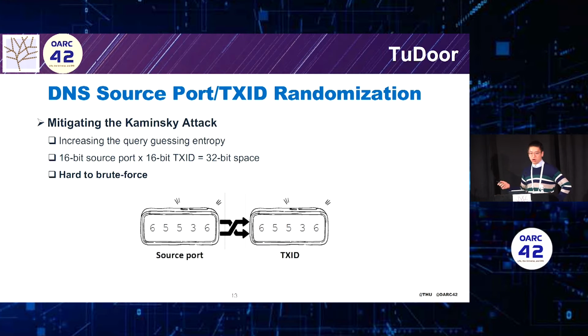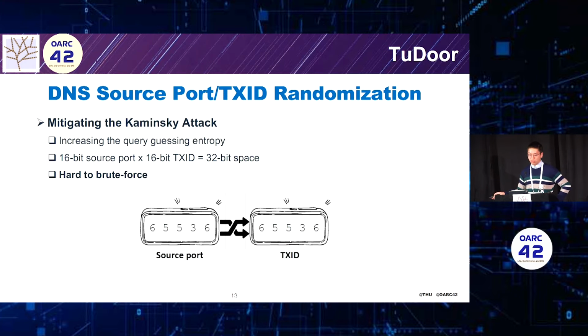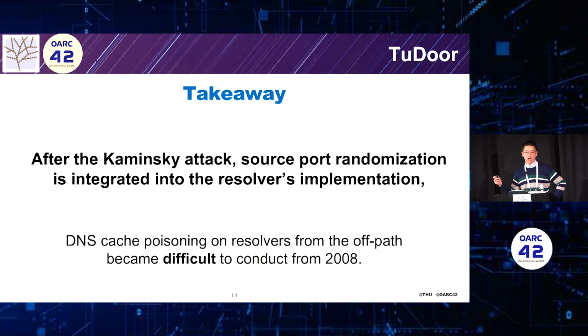So how do we mitigate this problem? It is the same as with the transaction ID. We just randomize the source port, and then we have a 32-bit space to brute force. So it is very hard to brute force now. So the takeaway for the Kaminsky attack is that if we do port randomization, it will be difficult to brute force the source port together with the transaction ID. So it seems to be difficult again to conduct DNS cache poisoning from 2008.